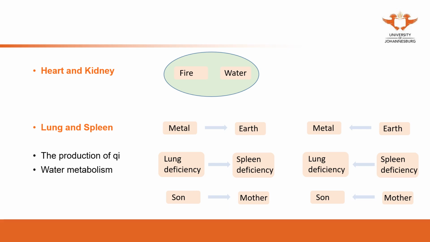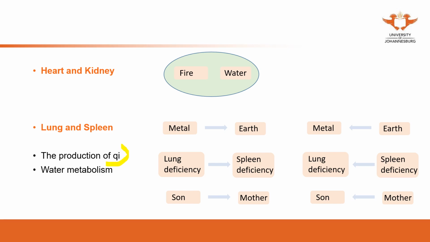The lung and the spleen. Many focus on the production of the qi and the water metabolism. The spleen is where the acquired qi comes from, the qi absorbed from the spleen. The spleen needs to transfer the qi to the lung, then the lung can disperse the qi to other organs.